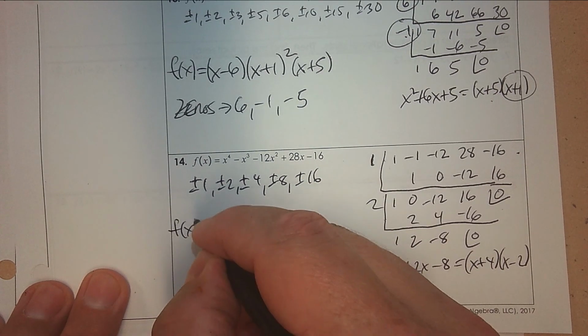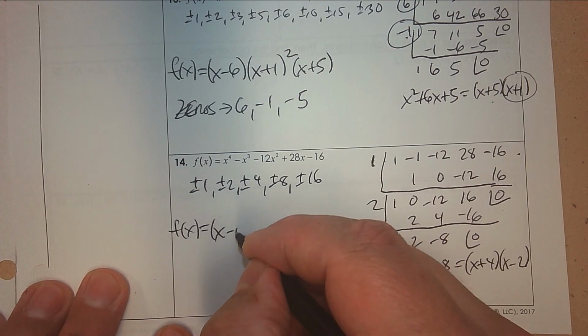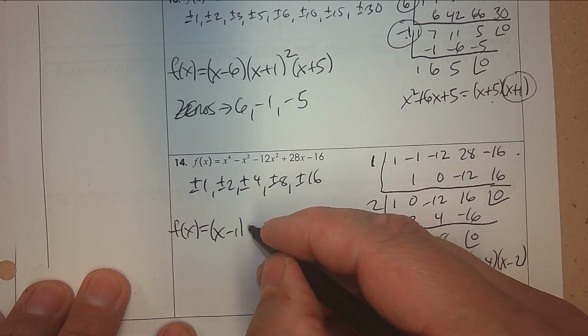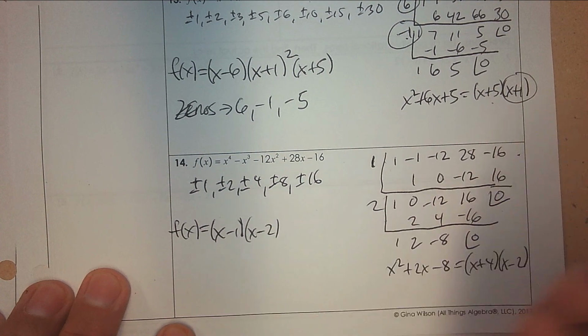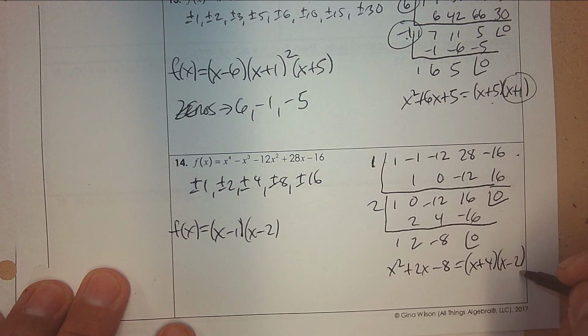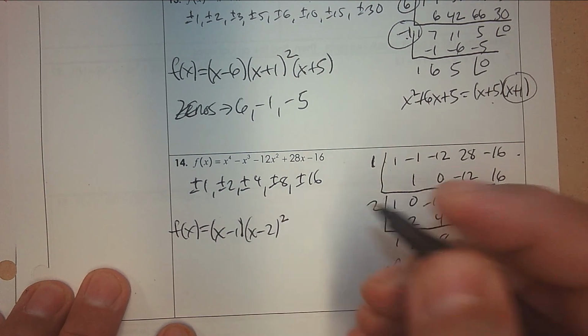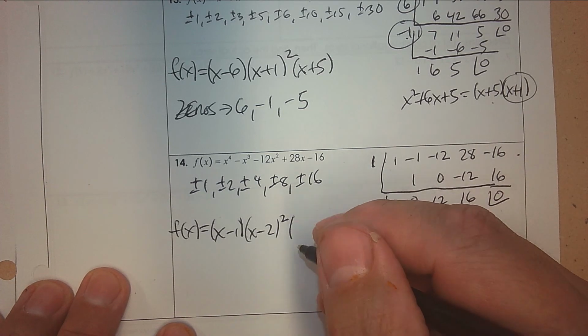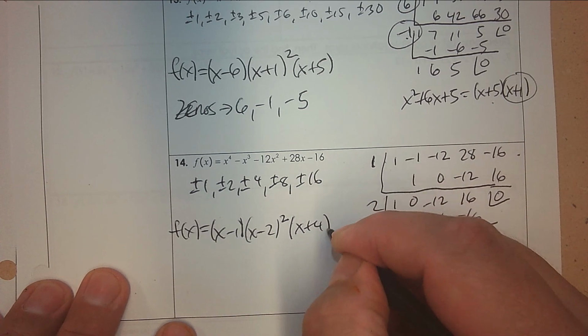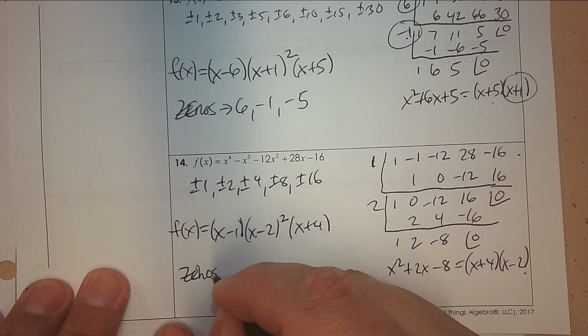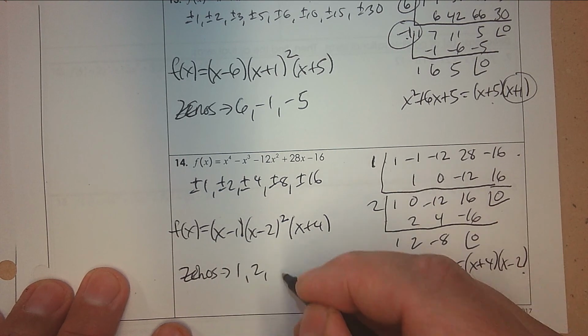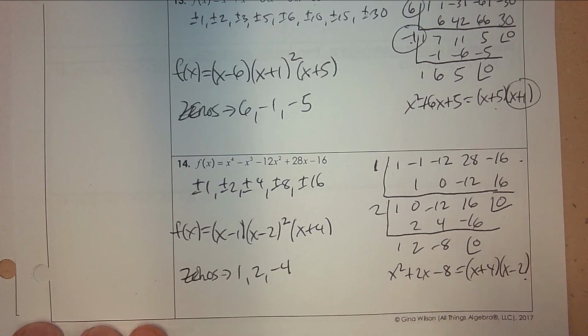So positive 1 is x subtract 1. Positive 2 is x subtract 2. We have another x subtract 2 here. So we're going to square it because we have 2 of them. And then x plus 4. So that means the zeros are 1, 2, and negative 4. So that was practicing the rational zero theorem.